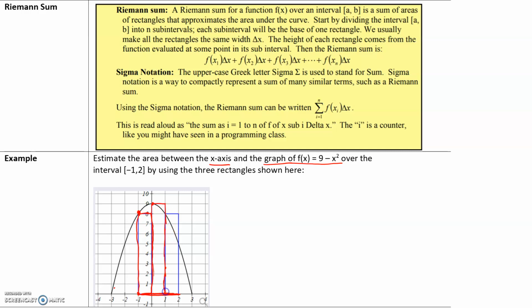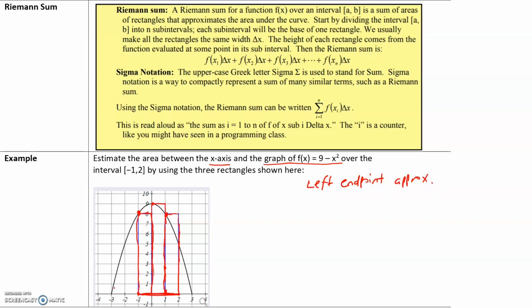That's my second rectangle. Then once again, my next value is x equals 1. So I go all the way up till I hit the graph. I go over to the next x value, and I go all the way down. And I keep going until I hit 2. So when I hit 2, I stop. This is something called a left endpoint approximation.